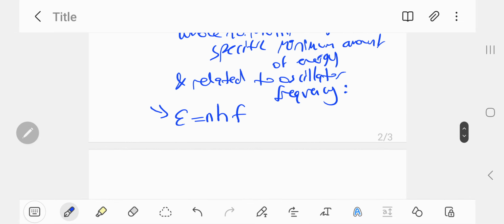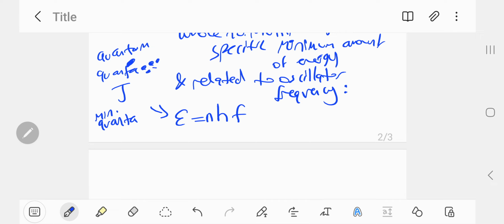E is measured in joules. E is for energy. It's the minimum quanta. One quantum of energy is a chunk. Think of it as like a blob. Quanta is plural, more than one, right? So the minimum quanta of energy for the oscillator.